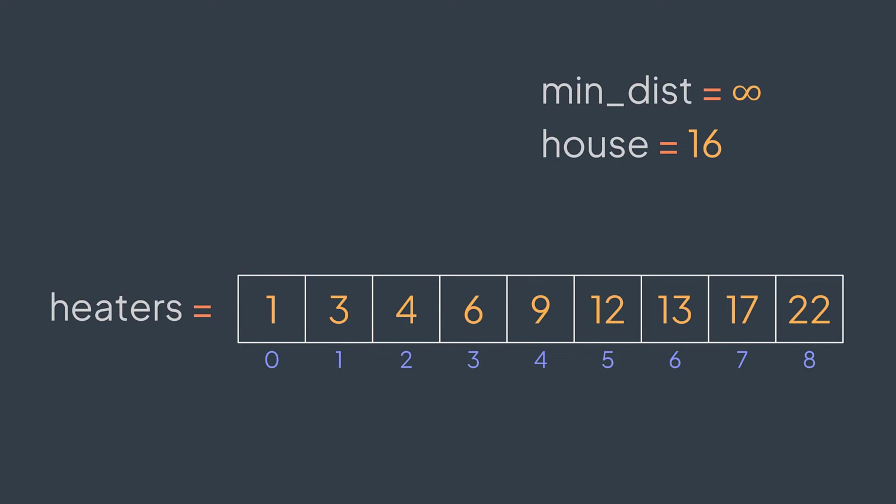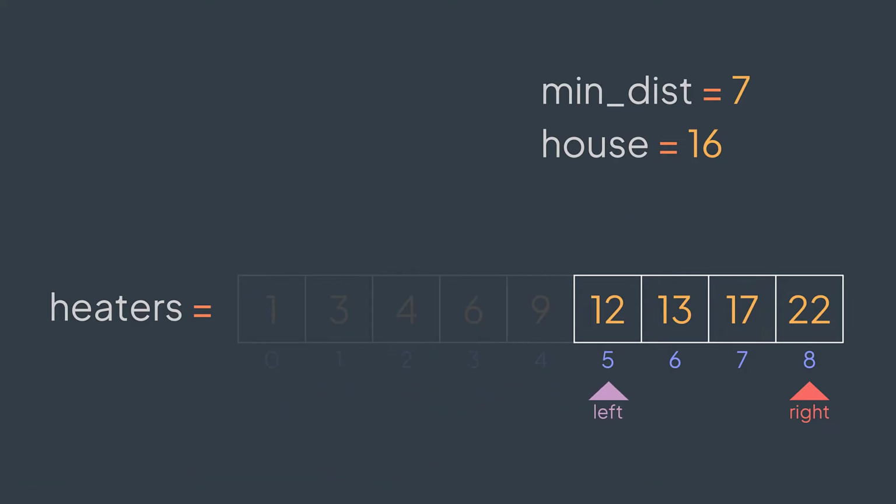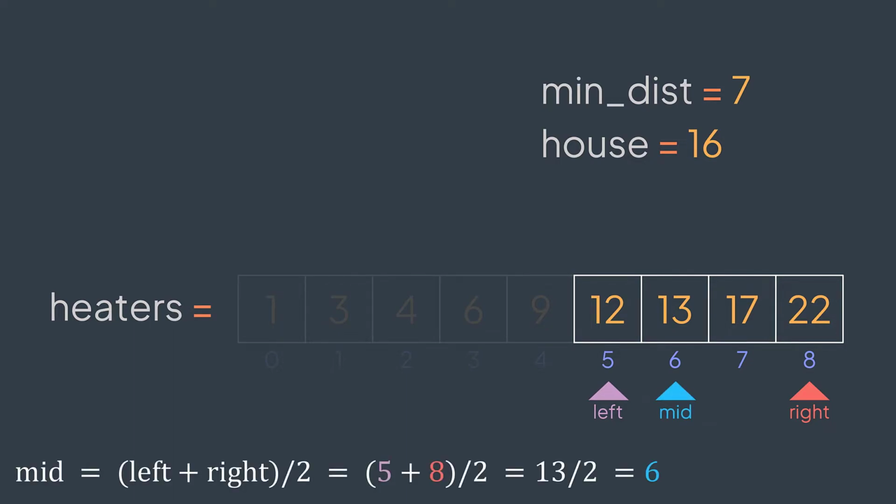For example, we have this sorted array of heaters, and we want to find the closest heater to house 16. Mid is left plus right divided by 2. We got 4, the heater at position 9. The distance between 9 and 16 is 7. We got a new smaller distance. And because heaters of mid is smaller than house, we drop the whole left part and focus on the right part. Mid is 5 plus 8 divided by 2, which is 6, heater at position 13. The distance is 3, we found a new smaller distance.